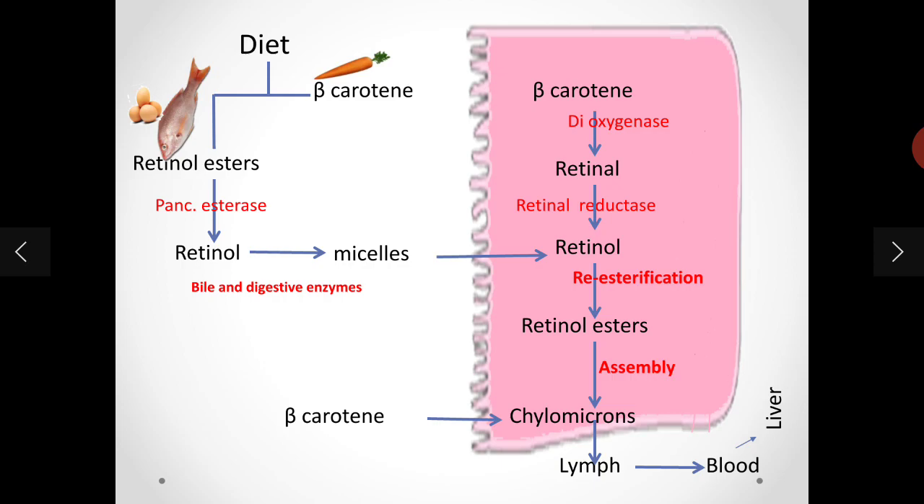So they are acted upon by the enzymes pancreatic esterases, converted to retinol with the help of the digestive enzymes and the bile, and this bile also helps in the formation of micelles. These micelles are absorbed through your intestinal cells, and that will be transported through the chylomicrons into the lymphatic channels, and through the lymphatic channel it enters into the blood and liver. So this is how the fat soluble vitamins are absorbed.